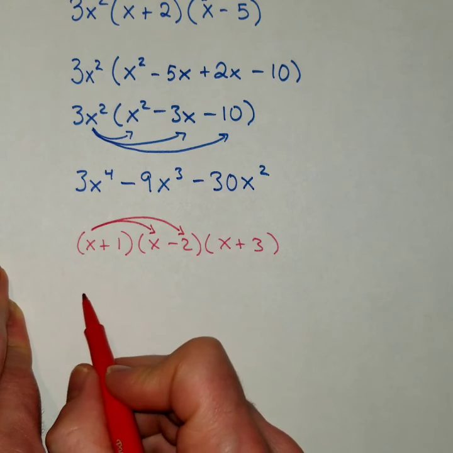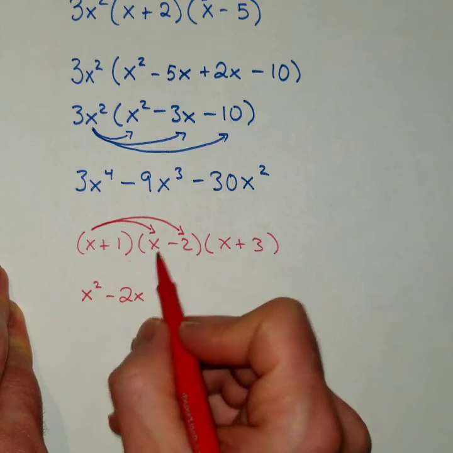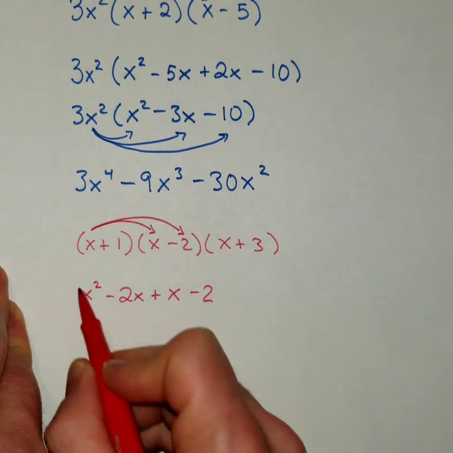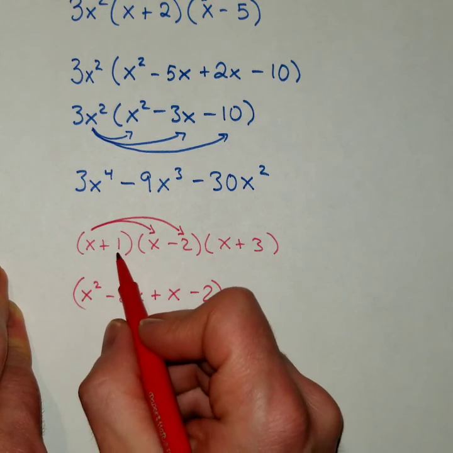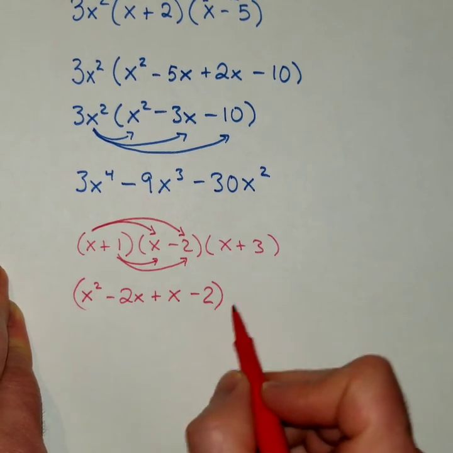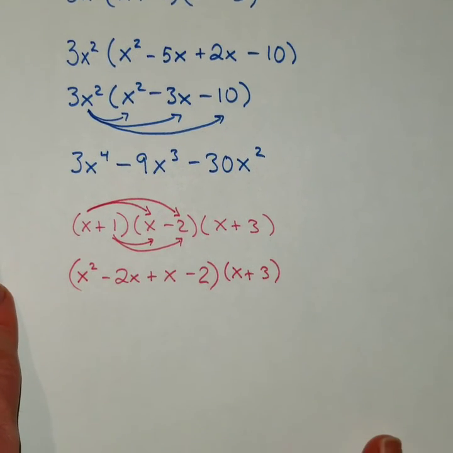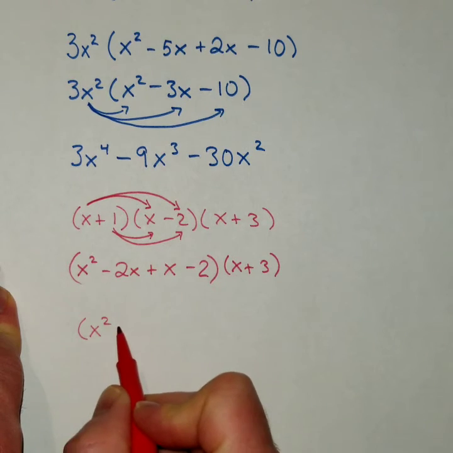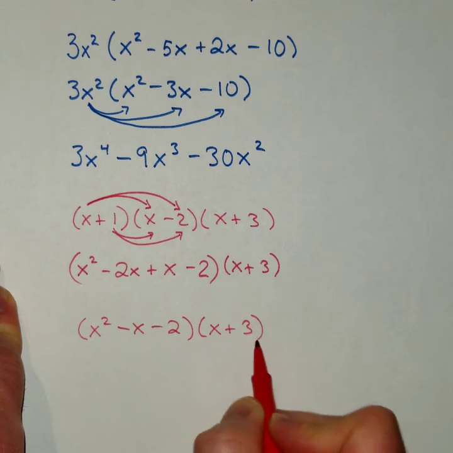So x times x is x squared, x times minus 2, 1 times x, and 1 times minus 2. Okay, that all gets grouped together. Oh, I didn't do my 1 times x and 1 times minus 2. I did them, but I didn't write the arrows. And then here I have an x plus 3 that also comes down. Now I'm going to combine the like terms here, x squared minus x minus 2 and x plus 3.